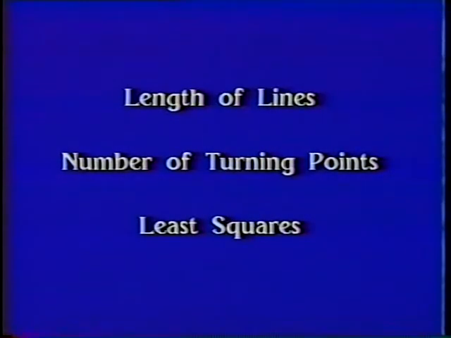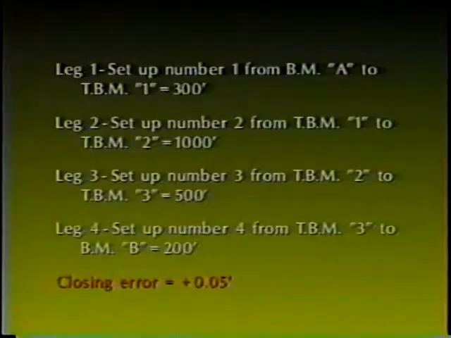After the accuracy standards have been determined and applied, it finally comes down to what do you do with the error in your level runs. There are 3 methods of adjustments that are generally used to adjust level runs. These methods are the length of line method, number of turning points method, and least squares method.